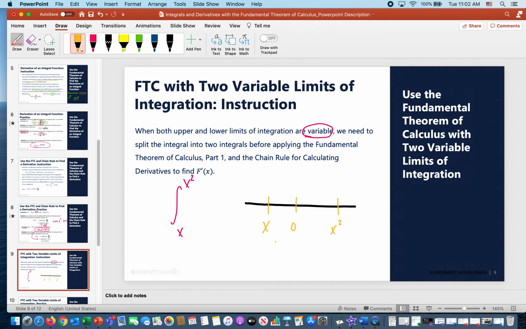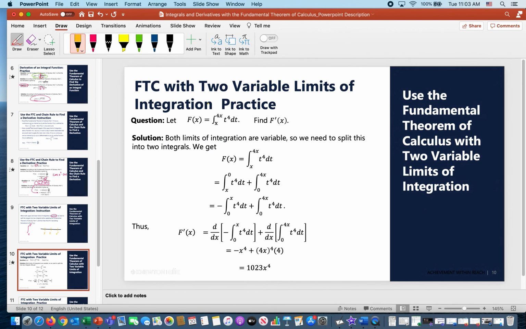So we're putting 0. If I don't do that, if I don't take that into account, then I'm going to have the integral from x to some other number, and I don't know particularly what that number is. So I'm going to say that this is the integral from x to 0 plus the integral from 0 to x squared, to account for any numbers that may be negative that I want to plug in for x.